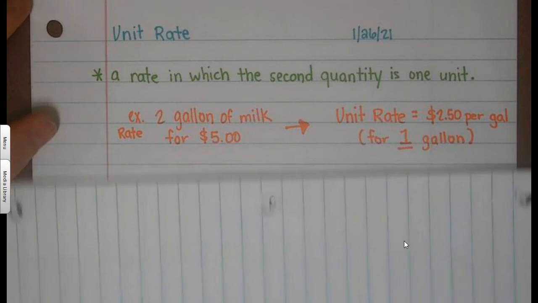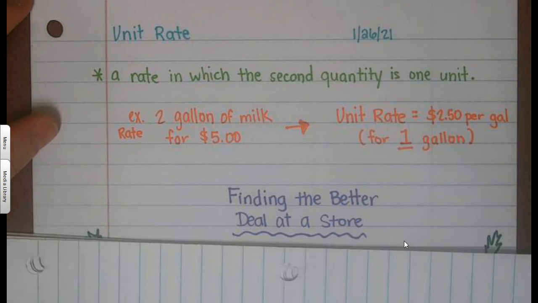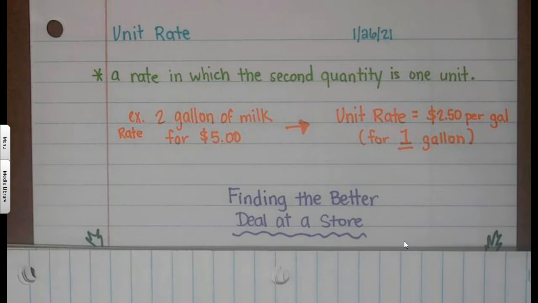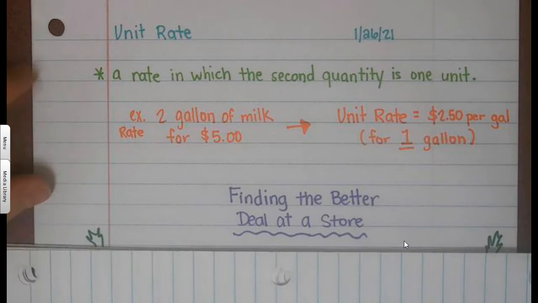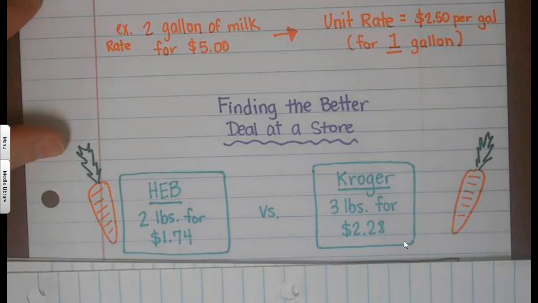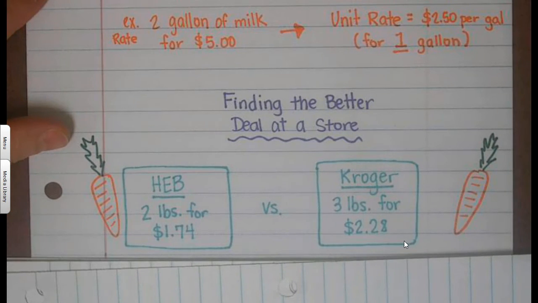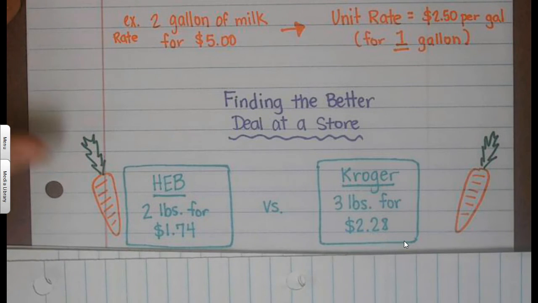So one thing that unit rates are really good for is finding the better deal at a store. Because if you go to a store, you might find different pricing on different products, or it also helps you decide what store you want to shop at. So we're going to look at buying carrots. So let's say that HEB sells 2 pounds of carrots for $1.74. Kroger sells 3 pounds of carrots for $2.28.